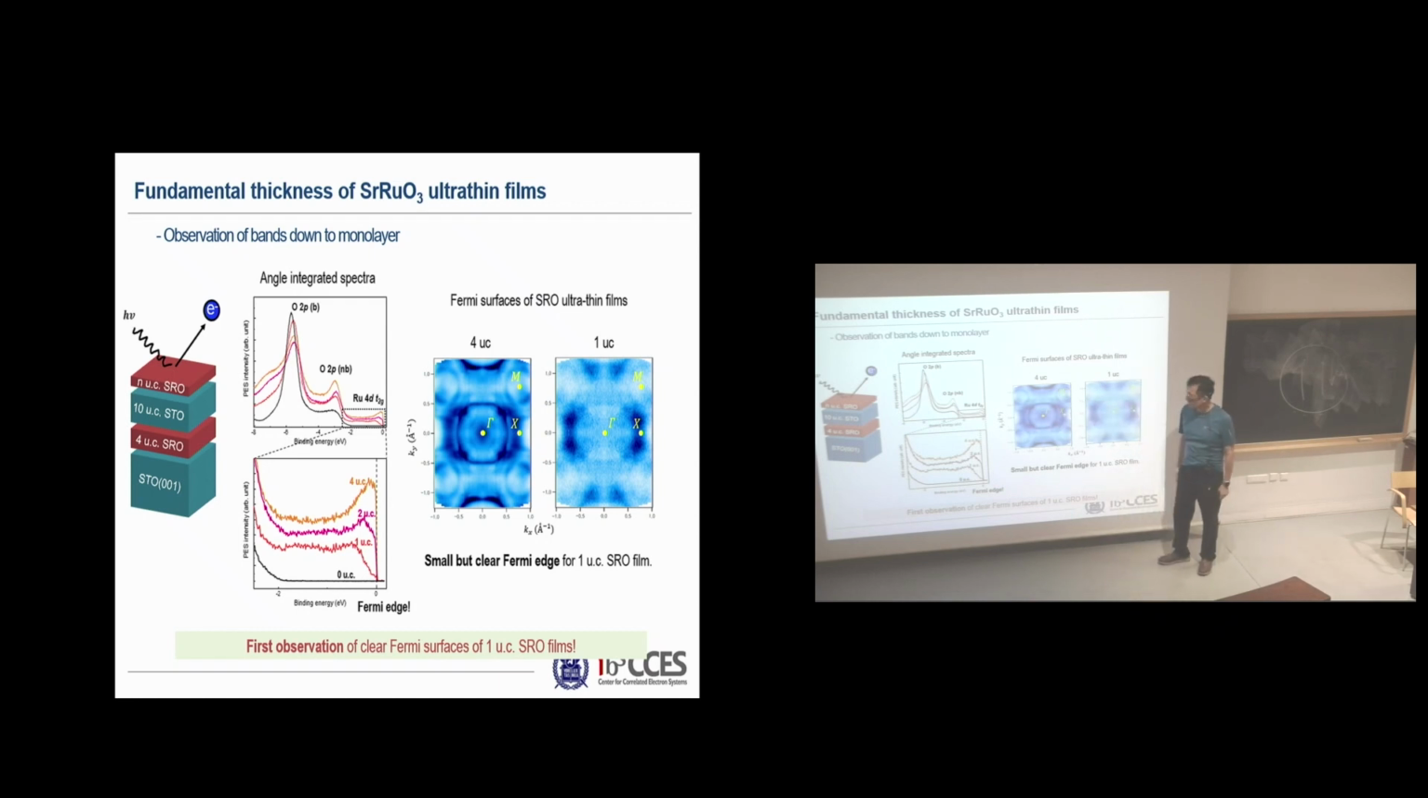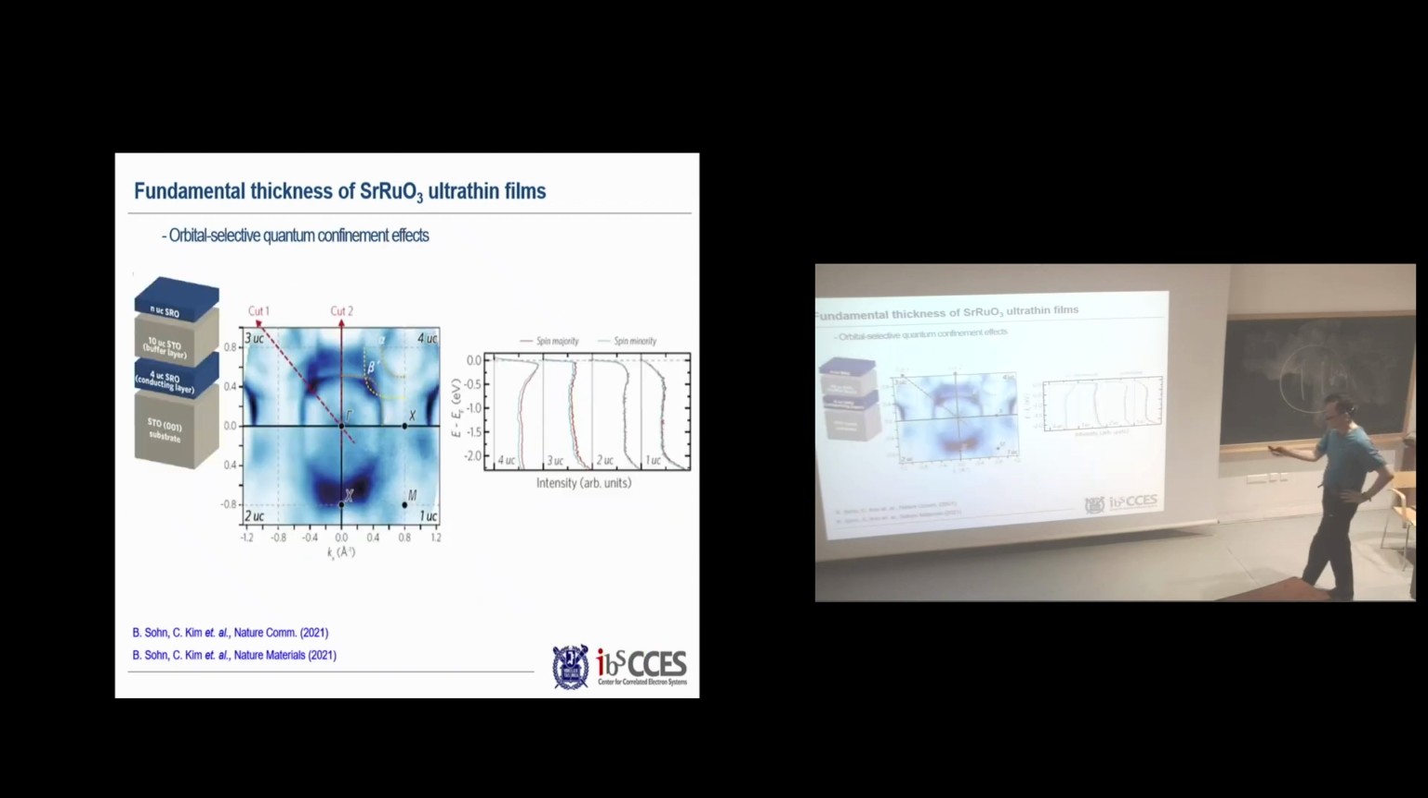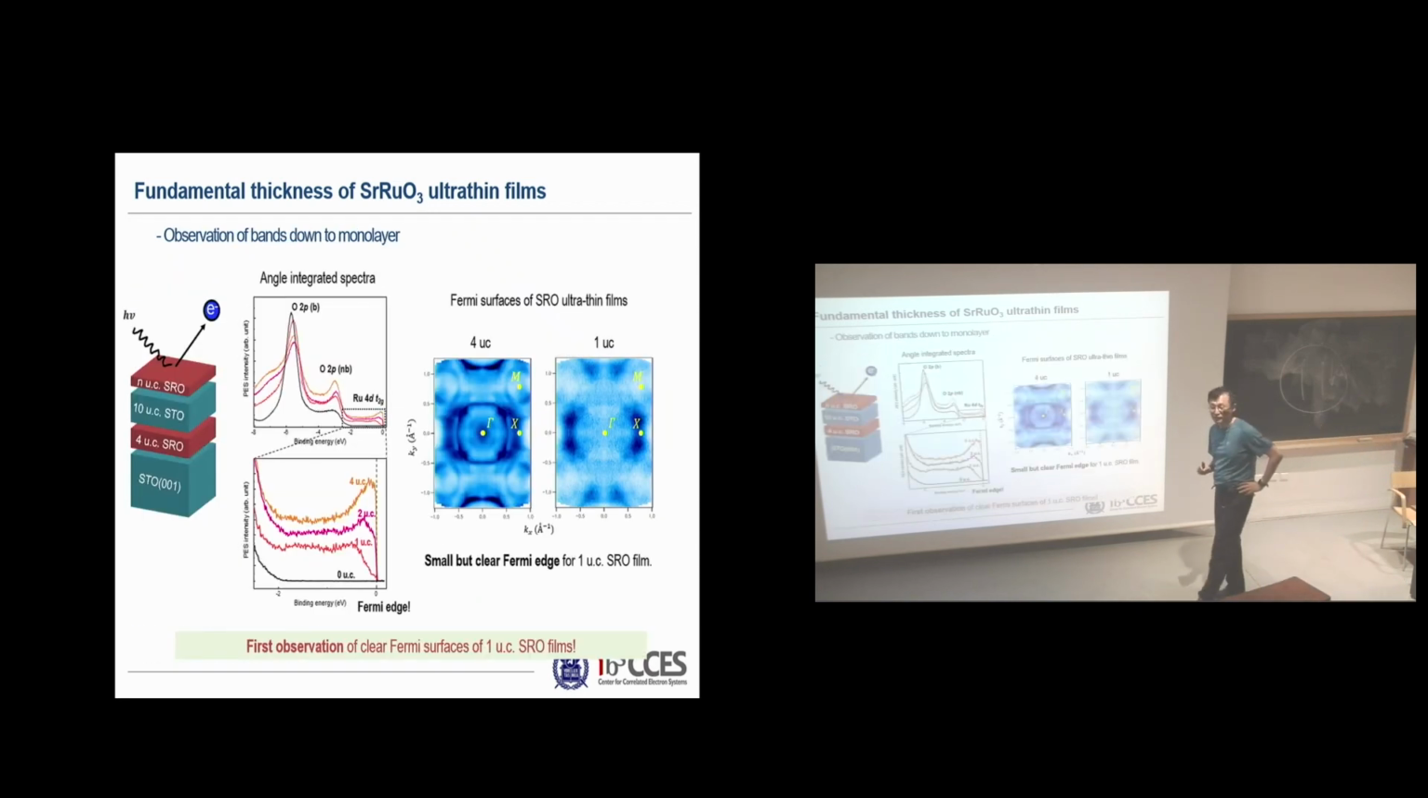Then you can see that for 4 unit cells, you have a very beautiful Fermi surface ARPES data. Even for 1 unit cell, you have some data. If you do the angle average of the signal, you can see there's a finite photoemission signal over there. So 1 unit cell is metallic. I think this is the first experimental observation of a clear Fermi surface on a 1 unit cell SrO film. This actually agrees with some of our old data from about 14 years ago.